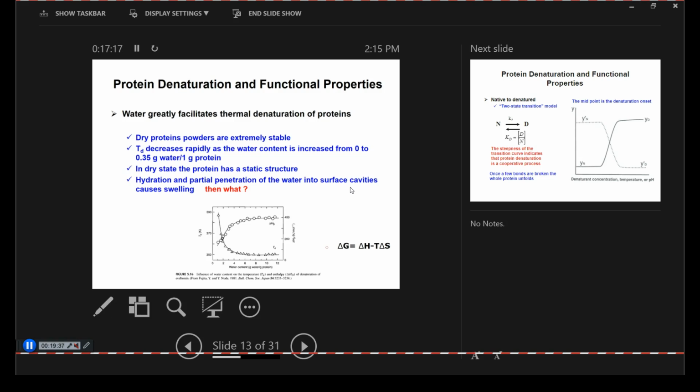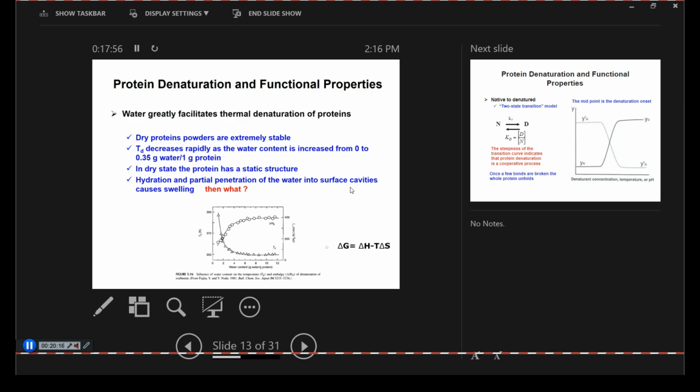Okay, so how does water play a role in denaturation? Dry protein powders are extremely stable. However, once you start increasing the moisture content, then denaturation occurs at lower temperatures. So look at this graph here. You have denaturation temperature here, water content. As you increase water content, you can see that the denaturation temperature decreases dramatically, and then it plateaus out with additional water.